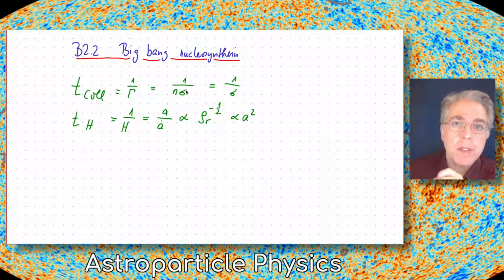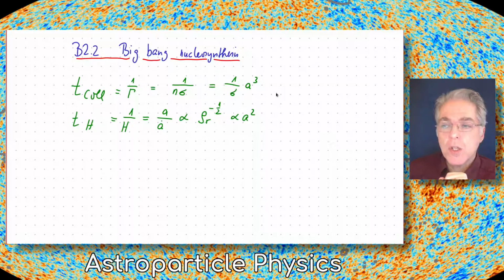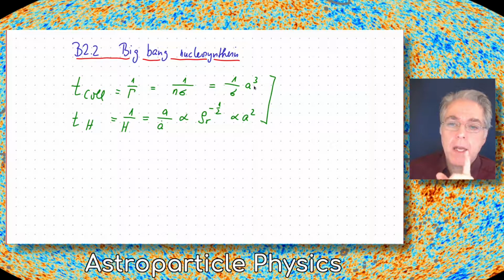n, the number density, goes with 1 over a cubed, so that goes with 1 over sigma a to the 3rd power. So you see that no matter what you start out with, eventually the collision time scale will always grow quicker than the Hubble time scale. And so the universe basically expands in such a way that we do not have much collisions happening anymore.